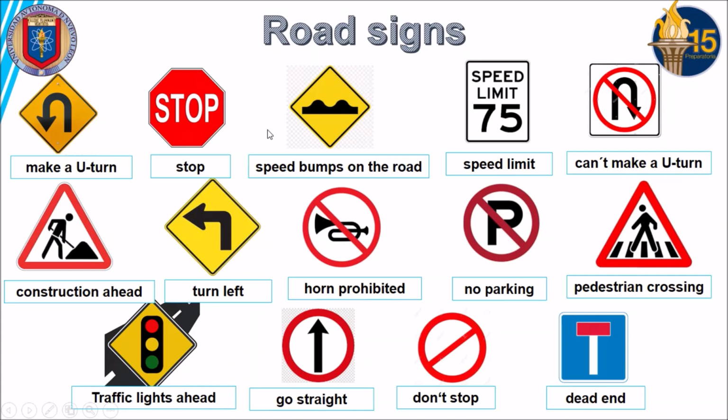The speed bumps on the road, well, this means that if you are going faster, this is a sign for you to diminish the speed you are driving, because this is coming and then your tires are going to get damaged. That's why. Well, this is the speed limit. They are going to say the speed limit at which you need to drive. And in this one, you can't make a U-turn. So this is the contrary of the first one, as you can see. The next one is saying that there is going to be a construction ahead. The next one you have turn left.